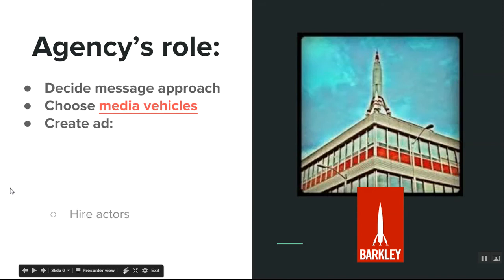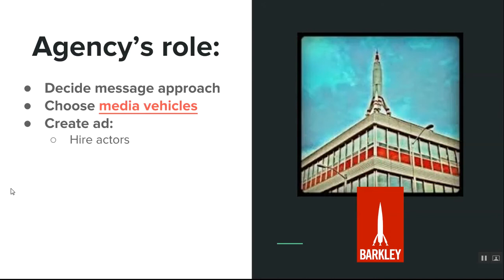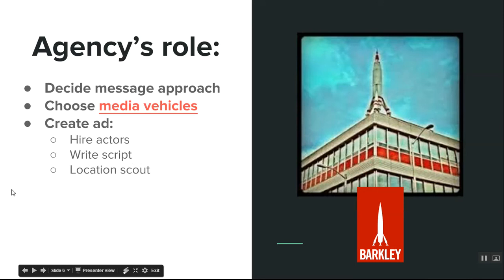Sometimes they do this by hiring other companies, but basically they tend to be in charge of all of it, from hiring actors to writing the script to scouting locations for filming to actually filming and editing and preparing the final product so it's in the right format for the media vehicles.